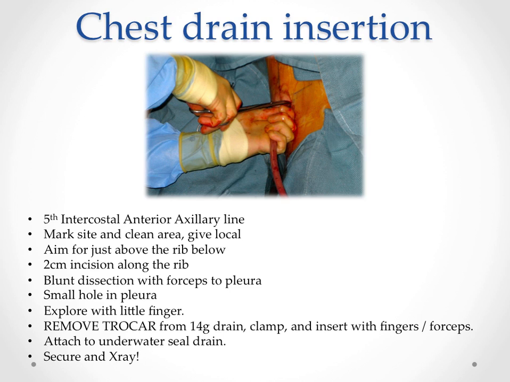Do your surface anatomy, which is the 5th intercostal space in the mid-axillary line. Mark your site, prepare your equipment, sterilize the area. Insert your local anesthetic and aim with a scalpel through the skin just above the rib below, 5th intercostal, anterior axillary line. Make a 2 centimeter incision, and then once you're through the skin, do blunt dissection with forceps through the 3 muscle layers of the chest down to the pleura, using plenty of local anesthetic, as the pleura is an exquisitely innervated structure and is very, very tender.